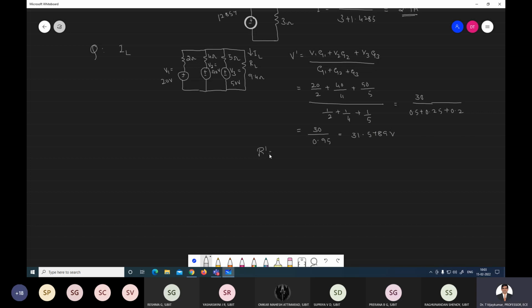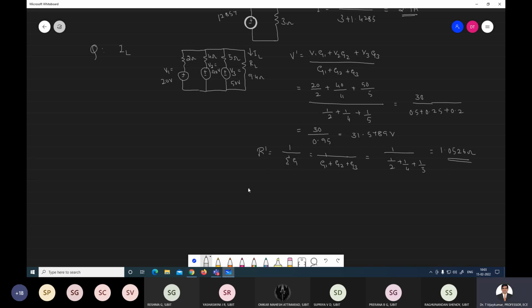R dash is given by 1 over sigma G, that is equal to 1 over G1 plus G2 plus G3, that is equal to 1 by 2 plus 1 by 4 plus 1 by 5, that is equal to 1.0526 ohm.